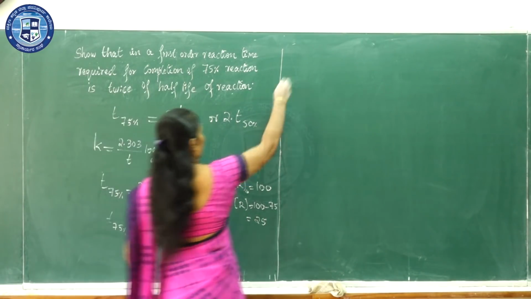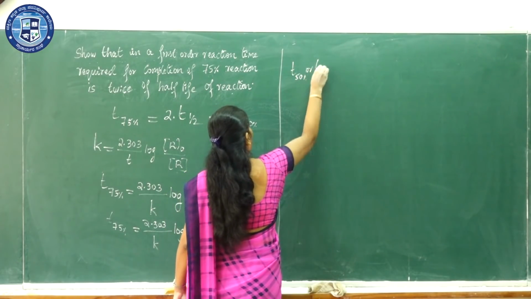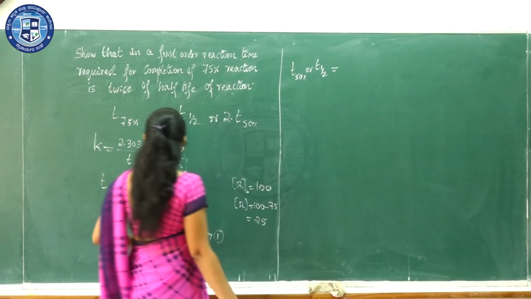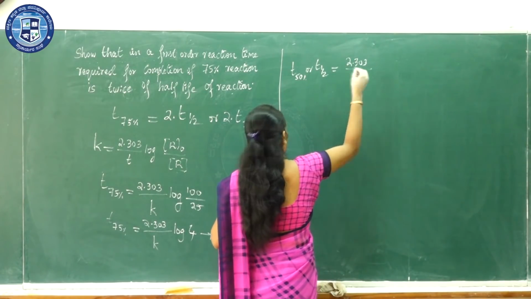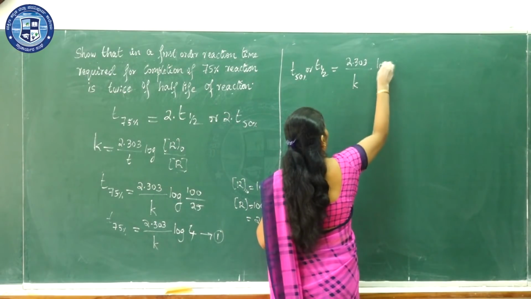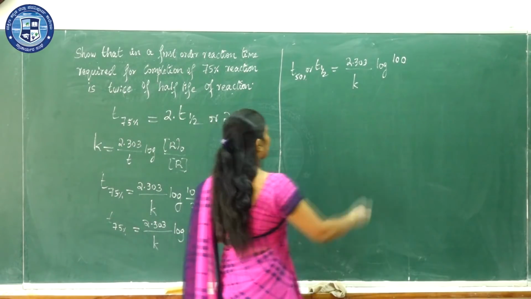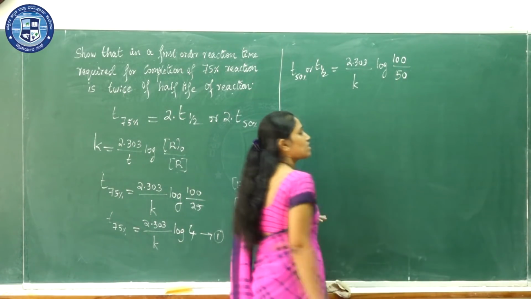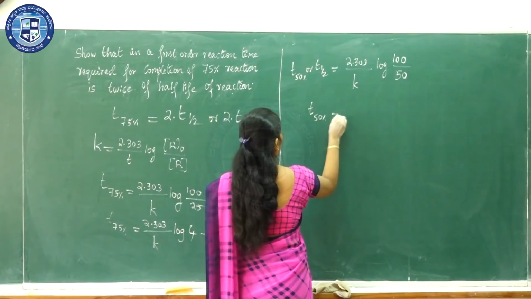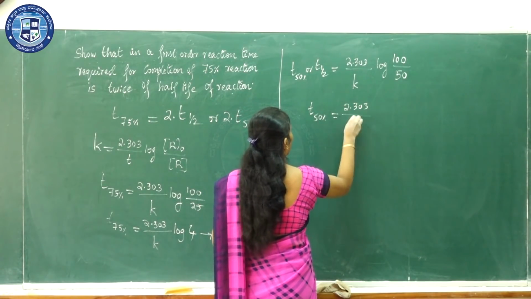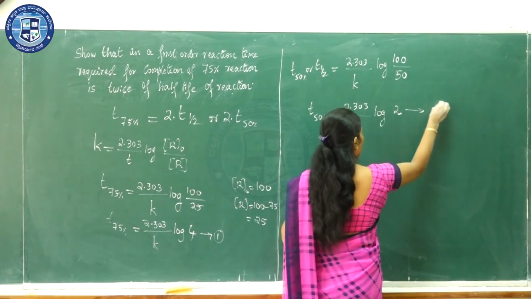Now let me write what is T 50% or T half. According to this, that is equal to 2.303 divided by K log of R naught by R, where R naught is 100 and R is 100 minus 50, that is 50. So T 50% is equal to 2.303 divided by K log 2. With this I will take it as equation 2.